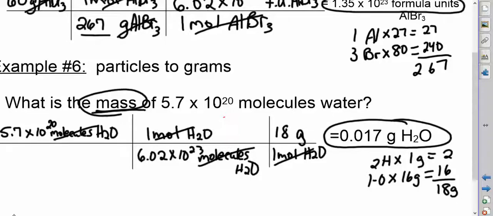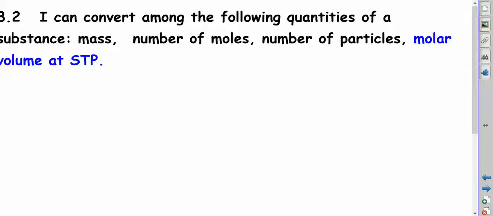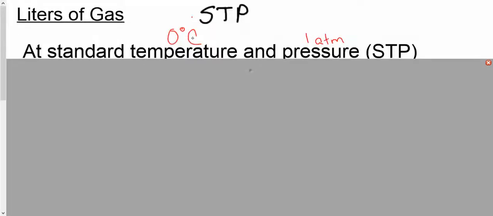Now the last part of this, I can convert among the following quantities. This time we're going to focus on molar volume at STP. The capital letters STP. What that means is standard temperature and pressure. Standard temperature is 0 degrees Celsius. Standard pressure is 1 atmosphere. Later in the year we'll learn about different pressure units. But for now, you just need to know that standard temperature and pressure is 0 degrees and 1 atmosphere.